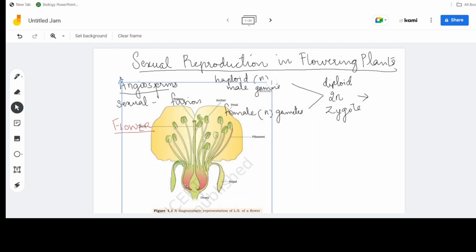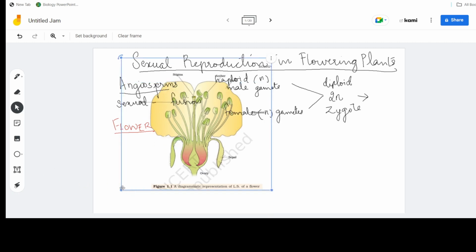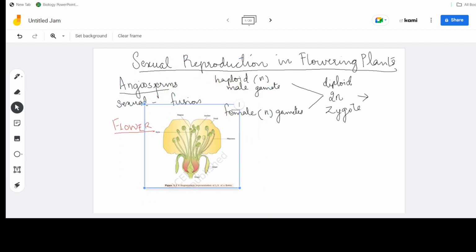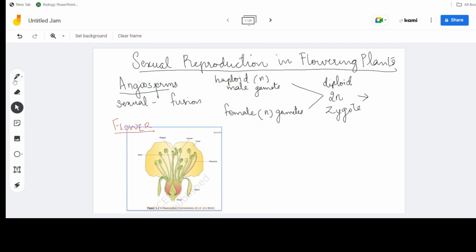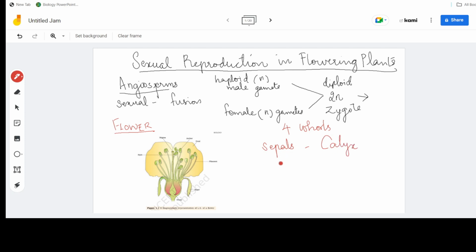We'll start from the basal part. We say that a typical flower has 4 whorls. We call them whorls. The lowermost or the outermost whorl is made of sepals, and we call it calyx. The second whorl is made of petals, and is termed corolla.